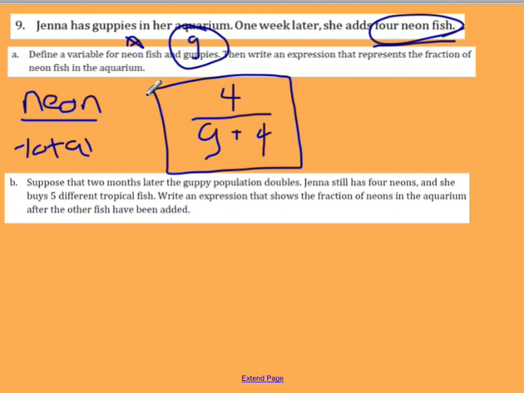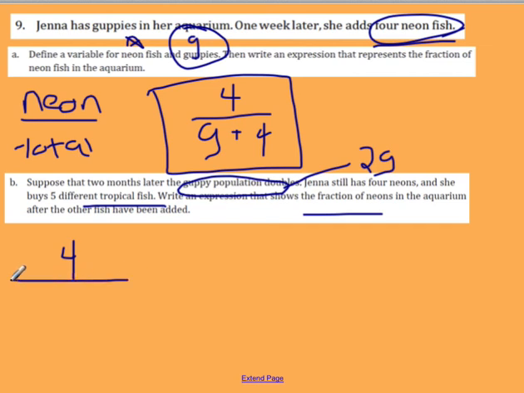Okay, so let's take a look at part B. Suppose 2 months later the population of guppies doubles. So to represent doubles, we're going to take our guppy population and multiply it by 2. Jenna still has 4 neons and she buys 5 tropical fish. Write an expression that shows the fraction of neons. So she still has 4 neons. Remember, our fraction is going to be neon over total.